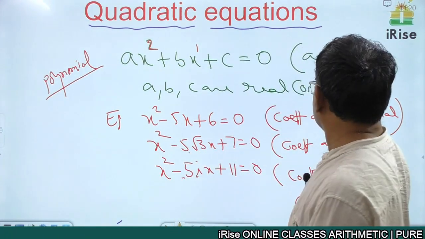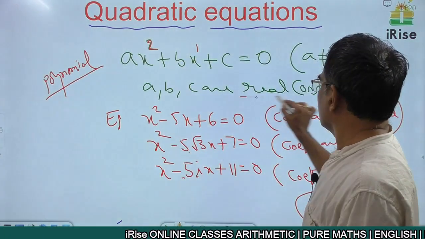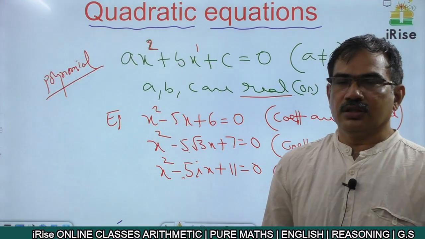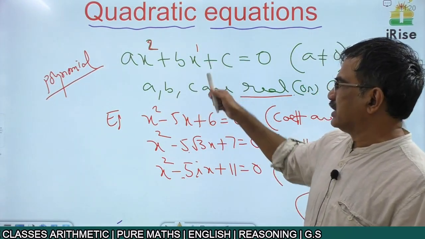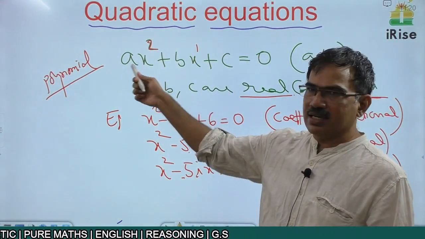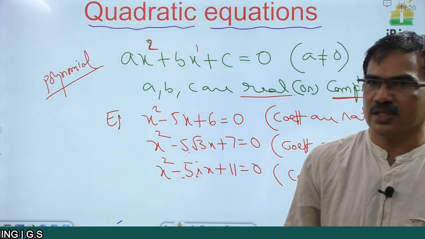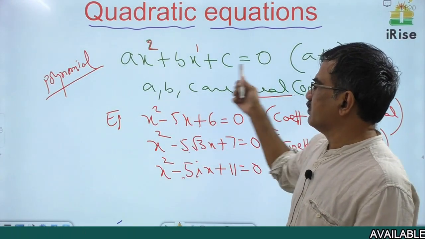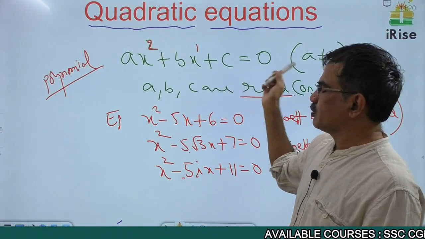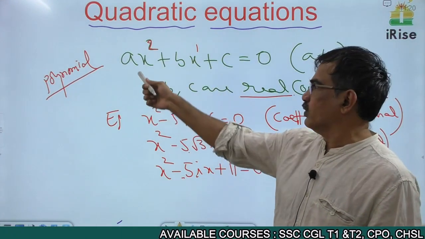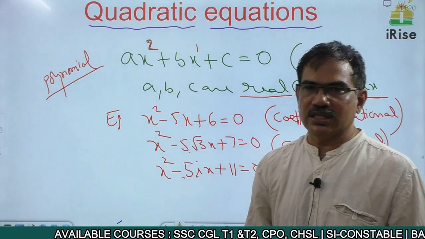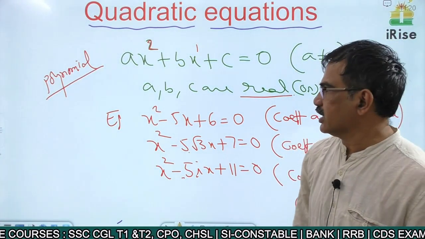So the coefficients are either real or complex. Once again, a second degree polynomial equation is called a quadratic equation, or any equation of the form ax square plus bx plus c is equal to 0, where a not equal to 0, is called a quadratic equation.